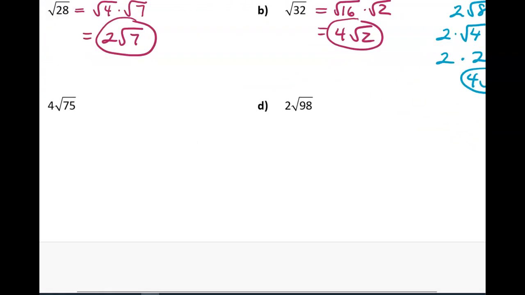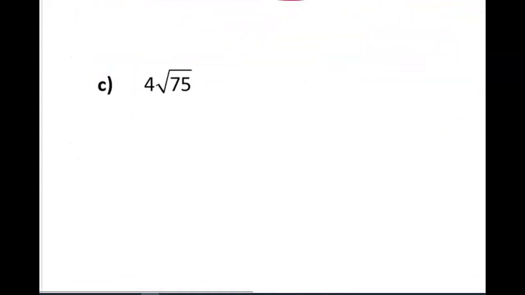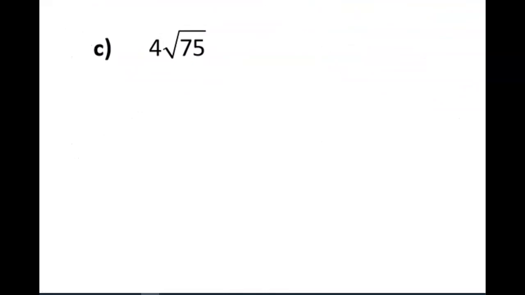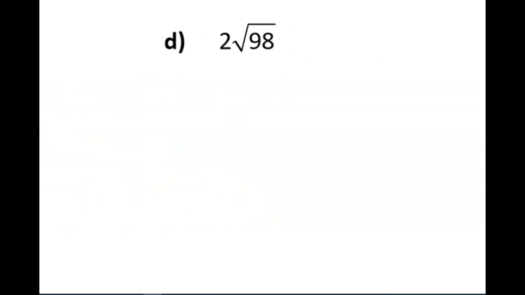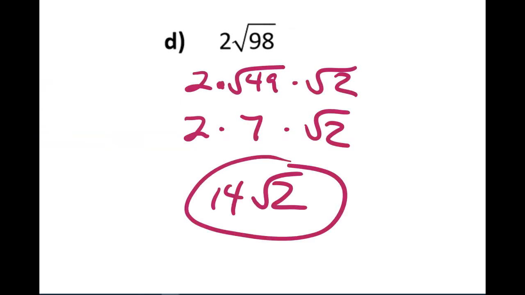All right, let's try c, 4 times the square root of 75, and pause the video. For this, you should have gotten 20 times the square root of 3. All right, let's try one more. 2 times the square root of 98. For this, the final answer is 14 times the square root of 2.